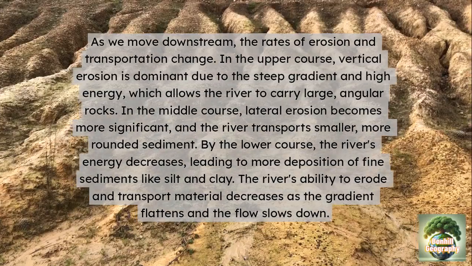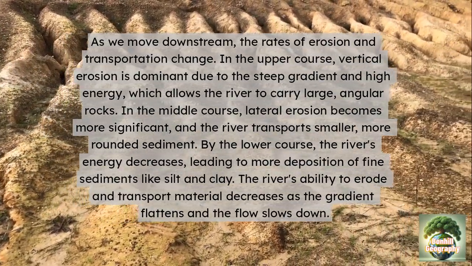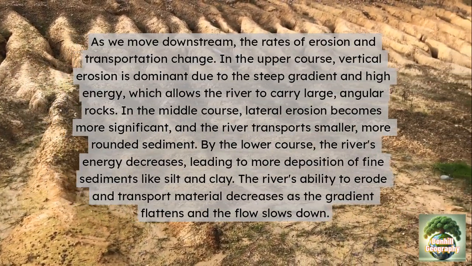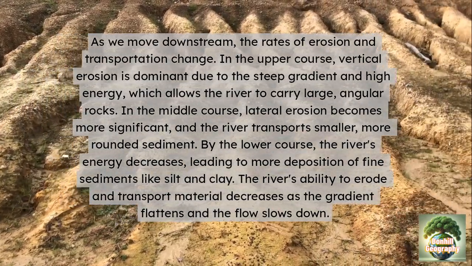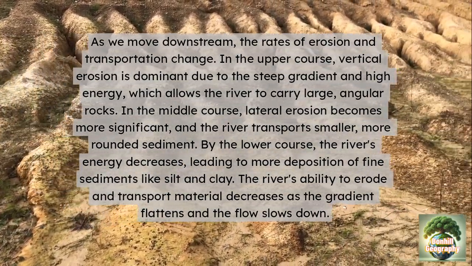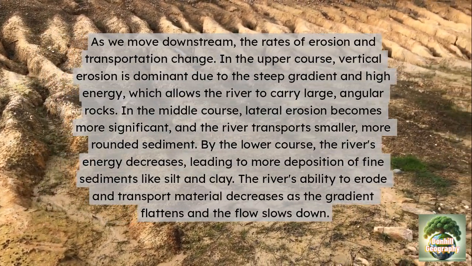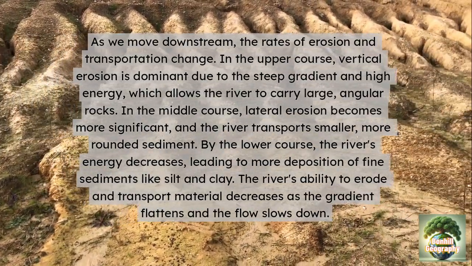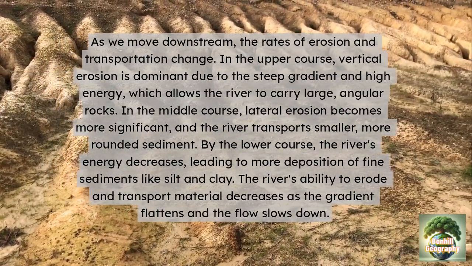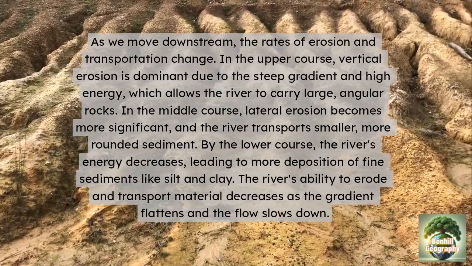By the lower course, the river's energy is very, very low, so energy has decreased. That's not only due to the lack of steep slopes or gravity, but also just because it's very flat and very wide and very deep. This leads to more deposition of fine sediments like silt and clay. The river's ability to erode and transport material decreases as the gradient flattens and the flow slows down even further.